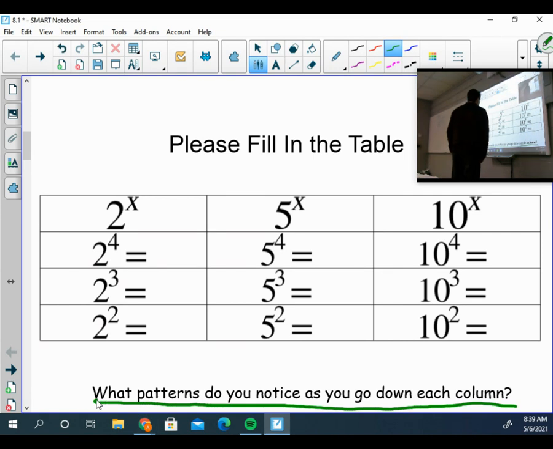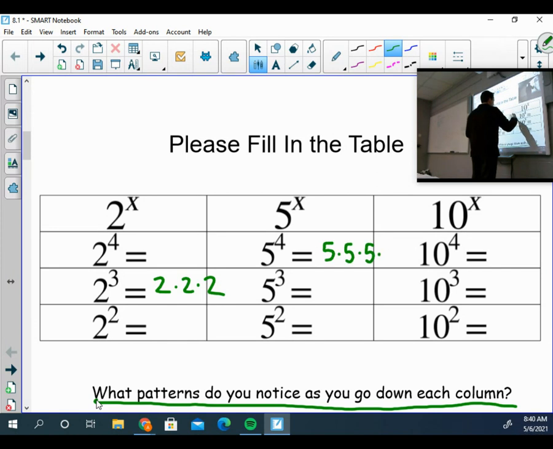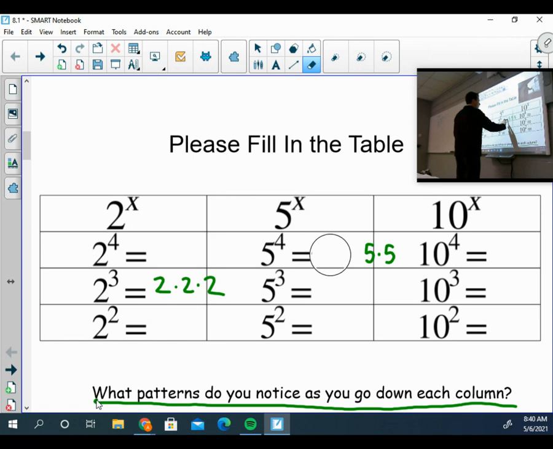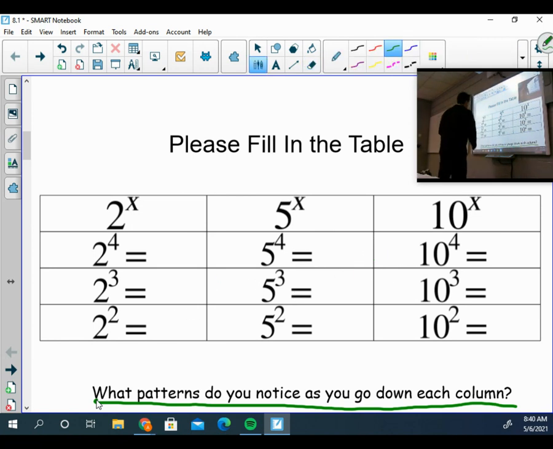I know you all can solve simple numeric exponent problems like this, but I want to dig into the patterns. Well, first things first, let's remind ourselves what an exponent is. An exponent, like 2 to the second or 2 to the third, tells us how many 2's you are going to see multiplied together. So when I see 2 to the third, this says there are going to be 3 2's multiplied together. If you want 5 to the fourth, there are going to be 4 5's multiplied together.